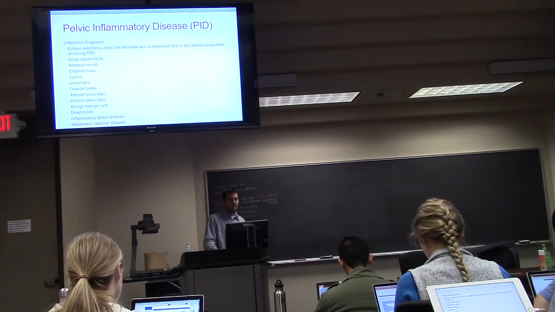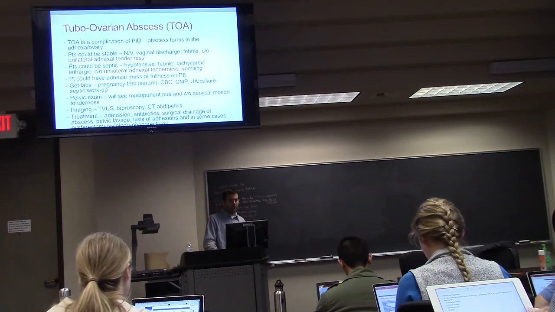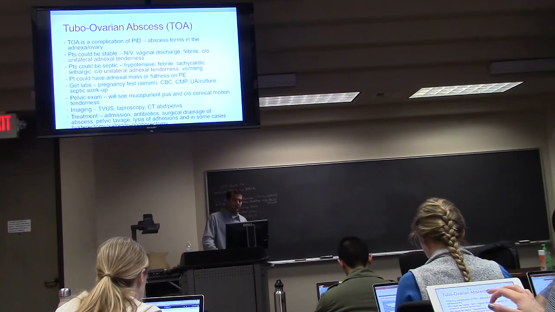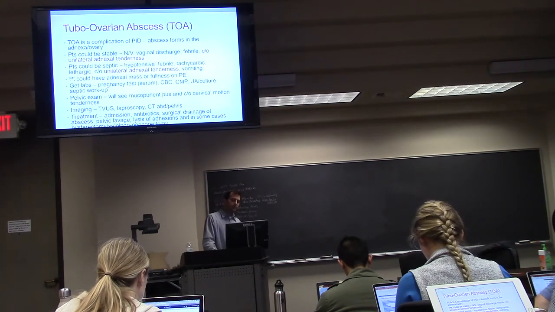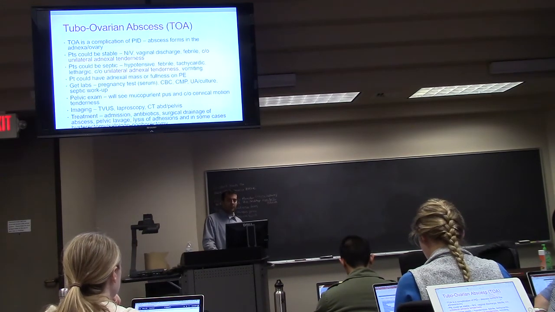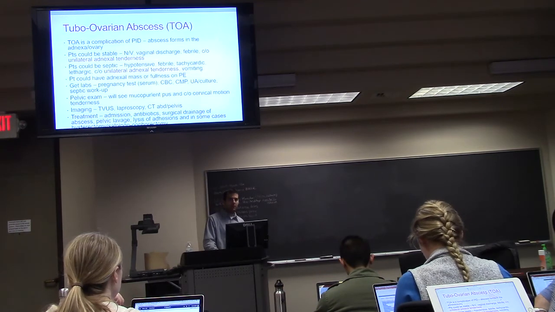So PID, a lot of other things that could be. There's some pretty small specific things on this. Tubo-ovarian abscess is basically a secondary complication of this. It gets a blockage, and then bacteria grows and creates a walled-off area of an abscess. Sometimes these are connected where they do have a significant amount of discharge, sometimes they don't. Pain out of proportion is going to be one of your things that you're going to look at.